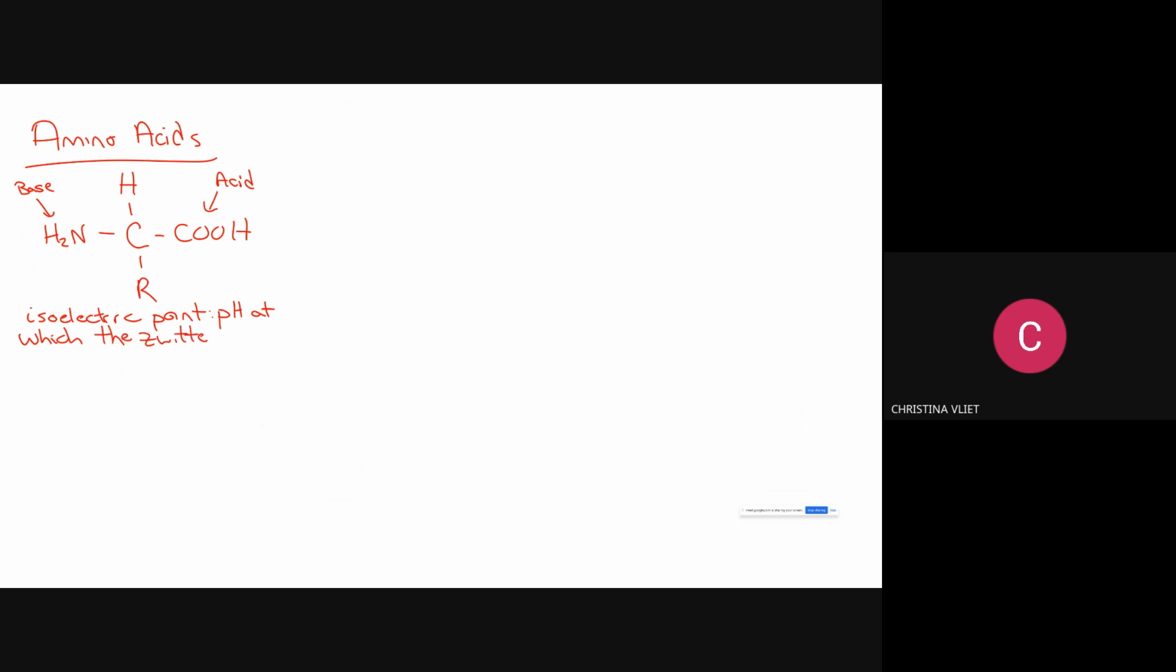Or the charge of the amino acid is neutral. That's the isoelectric point. And then I wanted to bring up low pH conditions and high pH conditions. So if we have low pH, what would first of all be classified as low pH?